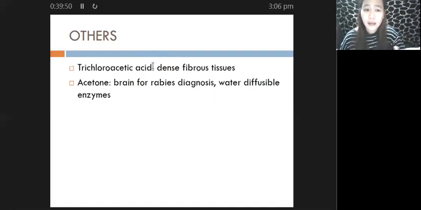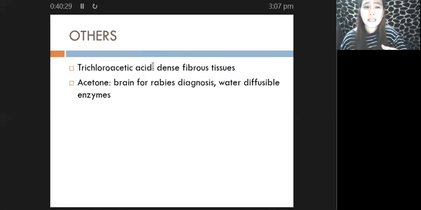Okay? And again, the reason why we use trichloroacetic acid for dense fibrous tissues is that it allows the softening of your tissue samples. Baka malito na kayo, ha? Because you might be thinking, in fixation, shouldn't we harden the tissue? But dense fibrous tissues are normally already harder as compared to the other tissues that we have.